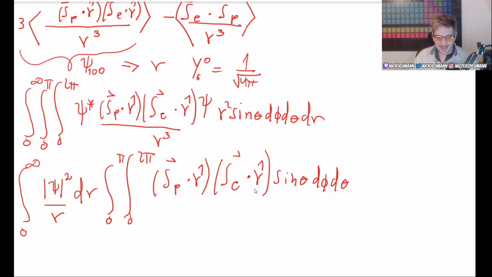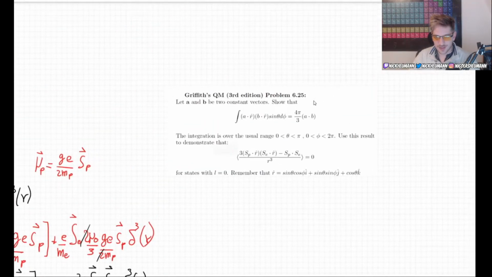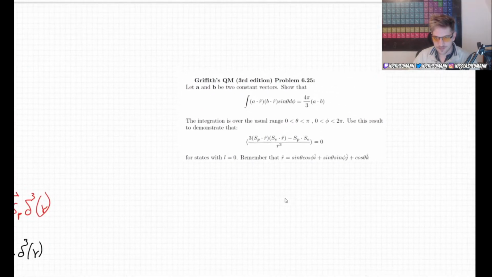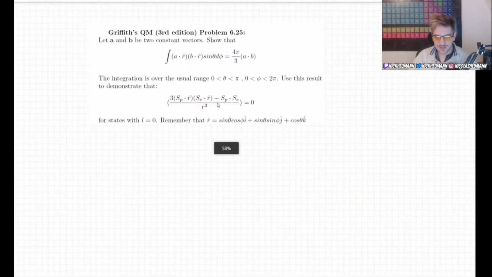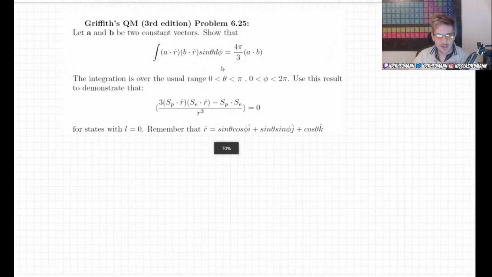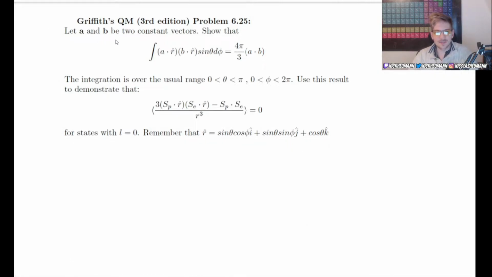And this is exactly the starting point of Griffiths' problem 6.25. So let me go find it. Here we go. So Griffiths' problem 6.25. Here we have it. So it says, let a and b be two constant vectors. Show that this integral right here, which we just found, except that a was, I think, S_p and b was S_e, right? The two vectors for spin.